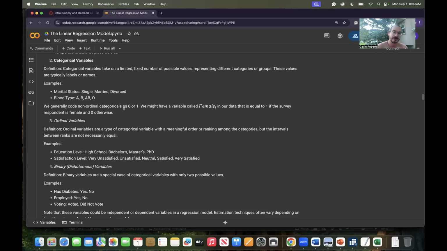If we had blood types being important in our analysis, we'd want one variable called type A, 0 if no, 1 if yes. Another variable called type B, 0 if no, 1 if yes. You probably already know that, but those are things worth critically thinking about.